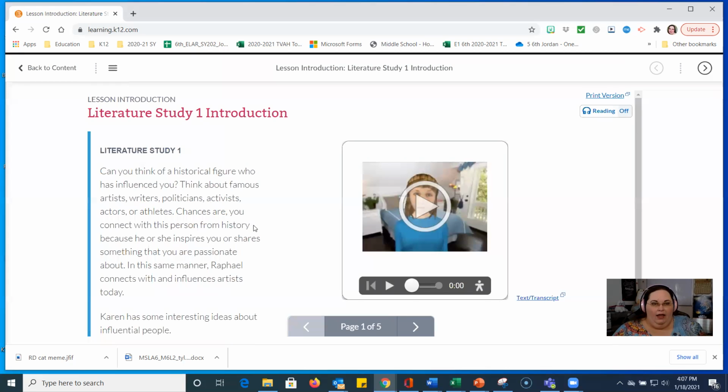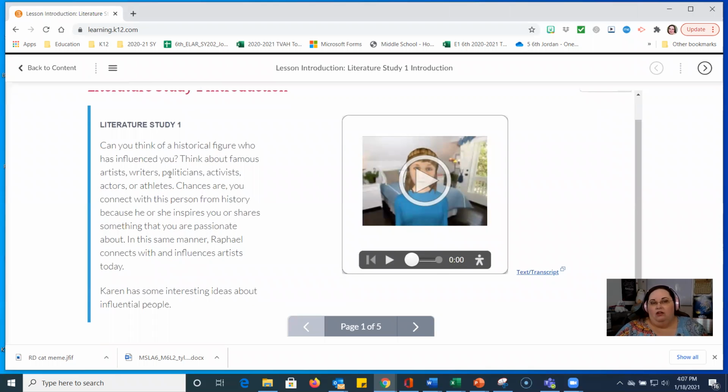All right, and it says, can you think of a historical figure who has influenced you? Think about famous artists, writers, politicians, activists, actors, or athletes. Chances are you connect with this person from history because he or she inspires you or shares something that you're passionate about. In this same manner, Raphael connects with and influences artists today. Karen has some interesting ideas about influential people. All right, and so we've got a video here, so we'll watch it.